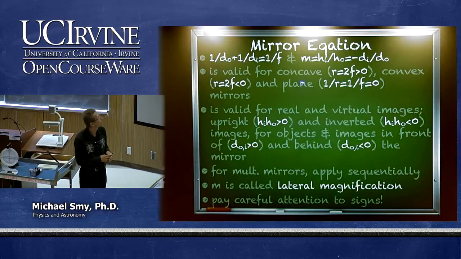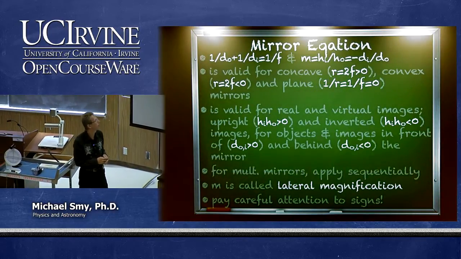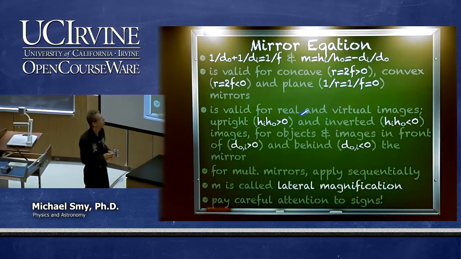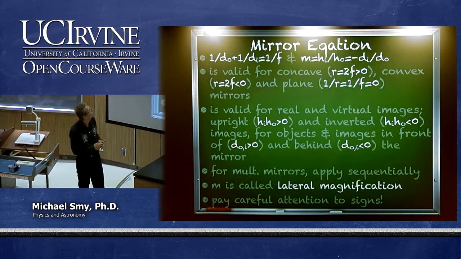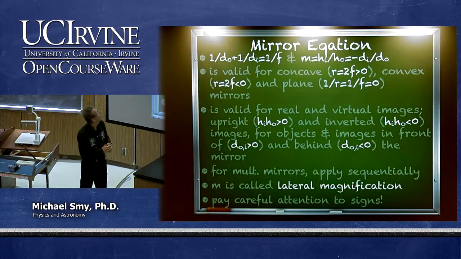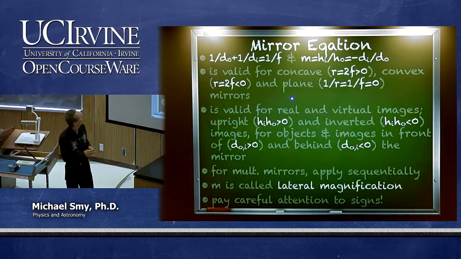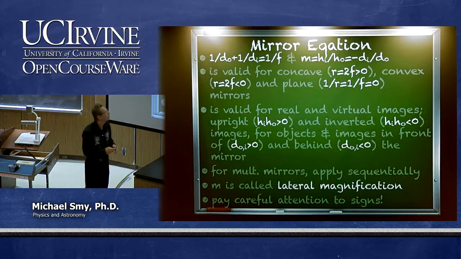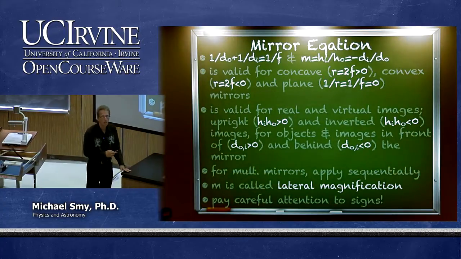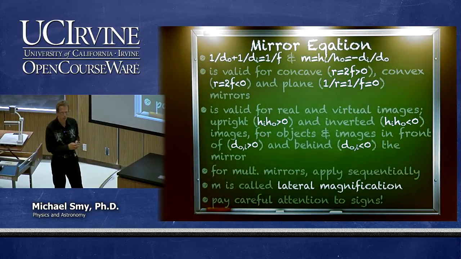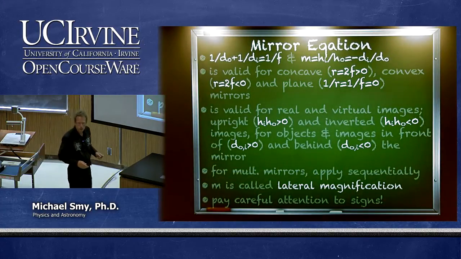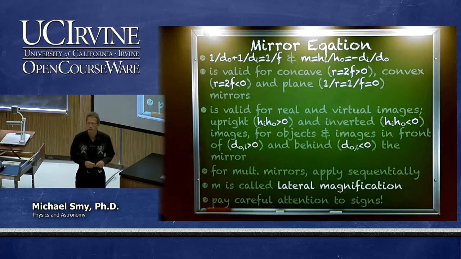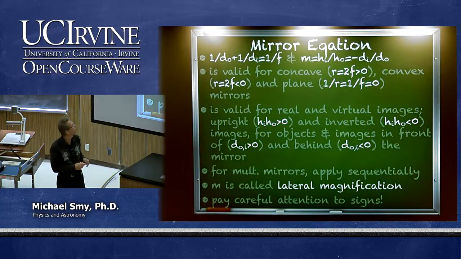And the convention is that for concave mirrors, we assume that the radius of curvature is bigger than 0, and therefore the focal length is bigger than 0. And for convex mirrors, it is the other way around. Then for plane mirrors, 1 over the radius and 1 over the focal length equals 0 because plane mirrors don't focus or defocus. One special case of the mirror equation is that parallel light always gets reflected into the focus.